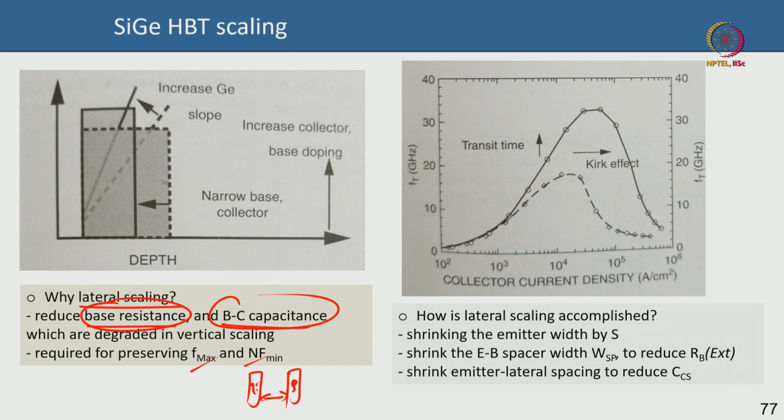And how do you achieve the lateral scaling? You have to scale down not only the spacing between the emitter and the base, the emitter stripe itself, the emitter dimension itself, has to be shrunk down. You have to decrease the emitter width by S. You have to shrink the emitter base spacing by a similar factor, and then you have to shrink the emitter lateral spacing. If you have 2 fingers of emitter, you have to also shrink them down. That way you are able to push the lateral scaling also.